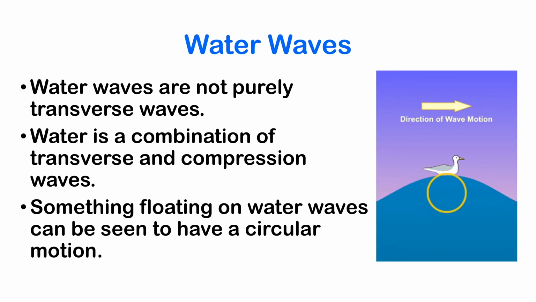Okay, water waves. Water waves, they're not purely transverse waves. They are a combination of transverse and compressional waves. And when there's something floating in the water, like the seagull here, you can see that it has a little bit of a circular motion as it rides up and down the hills and the valleys of the water wave. But in general, it's just staying in place. The wave is actually moving to the right, and whatever is on top of the water is just floating up and down in this circular pattern.